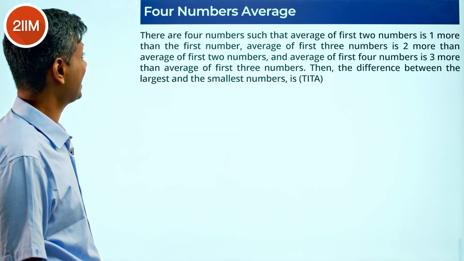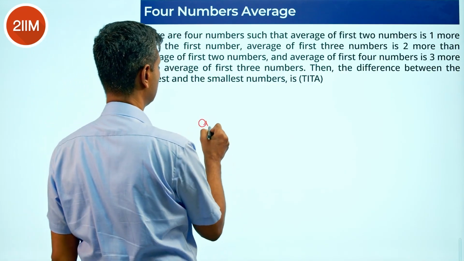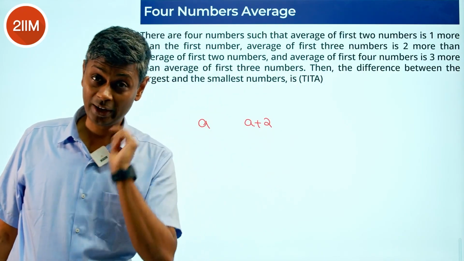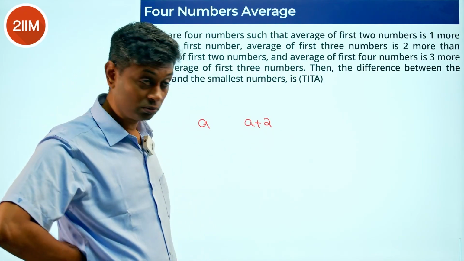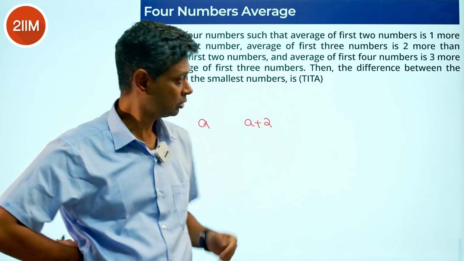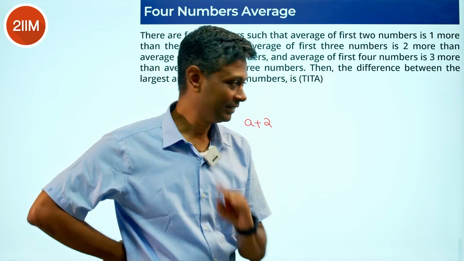The 4 numbers such that the average of the first 2 numbers is 1 more than the first number. The first number is A, second number is A plus 2. If the second number were also A, then the sum of these two would be 2A, average would be A. The average is 1 more, so the second number is 2 more than the first number, and average would be A plus 1.